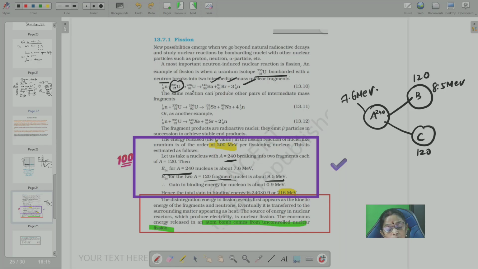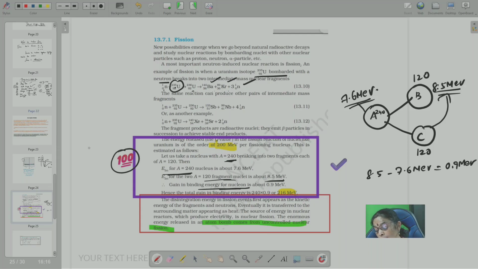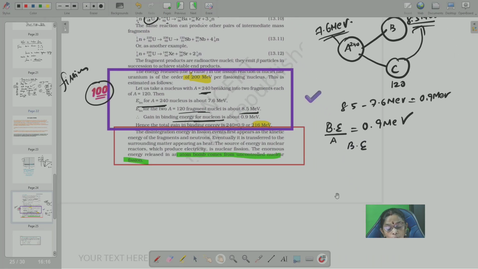So what is the difference in binding energy? 8.5 minus 7.6 MeV is equal to 0.9 MeV. That is the gain in the binding energy of nucleons. There is a gain in the binding energy of nucleons in fission. Whatever we found out is binding energy per nucleon, which is 0.9 MeV.